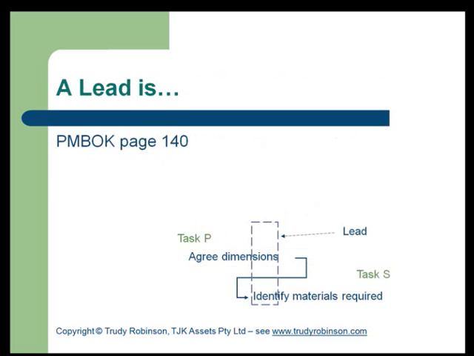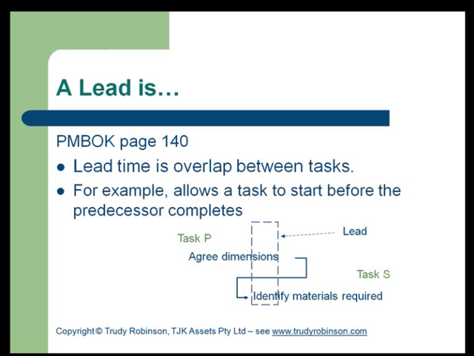Another concept we must introduce which affects relationships is a lead, and a lead is identified on page 140 of PMBOK 4. A lead time is an overlap between tasks. For example, a lead time can allow a task to start before the predecessor completes. In the example that we have, if we need to urgently order materials because some of them may take longer to be delivered, we would identify what was required at the beginning of the predecessor task, which is agreed dimensions, and we would order some of those materials before the other task had completed. So a lead allows an overlap.